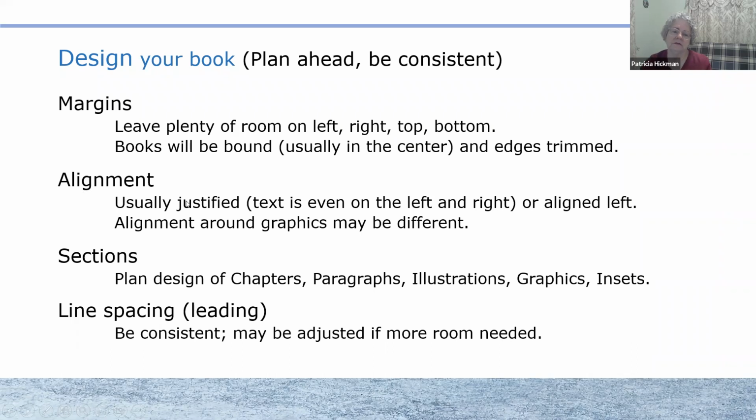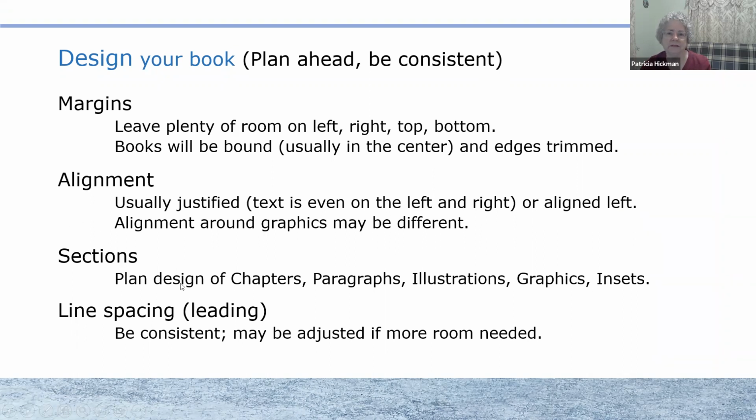Alignment, usually in a book, the text is justified. That means there's even space on the left and the right. The text lines up on the left, and it also looks lined up on the right. Or the text might be all lined up on the left. That's really common also. The alignment around graphics might be different, and we'll teach more on that later.